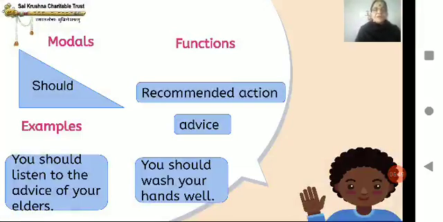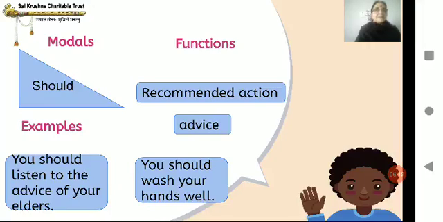Should. Recommended action and advice. What is recommended action? Recommended action means something that is expected, told to you. It's like advice told to you. Examples: You should listen to the advice of your elders. You should wash your hands well. Now this should is some kind of advice that is given.